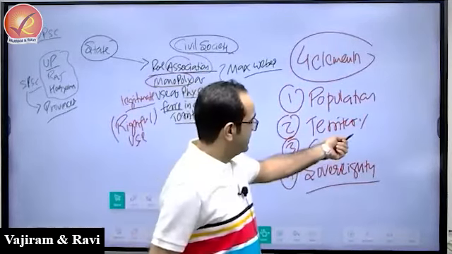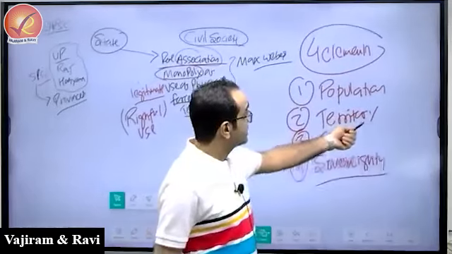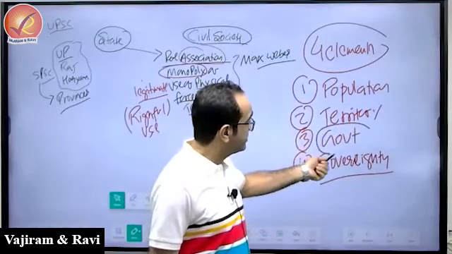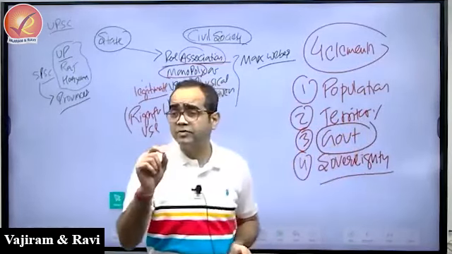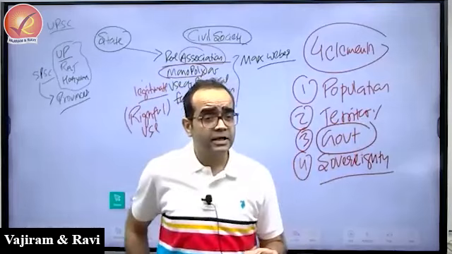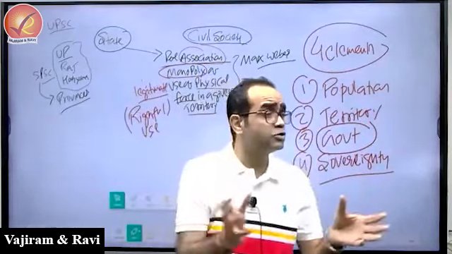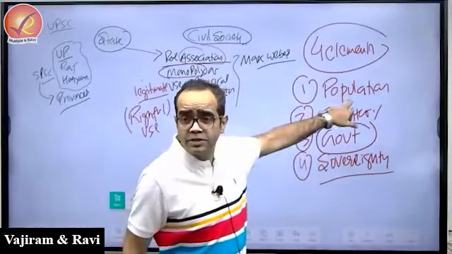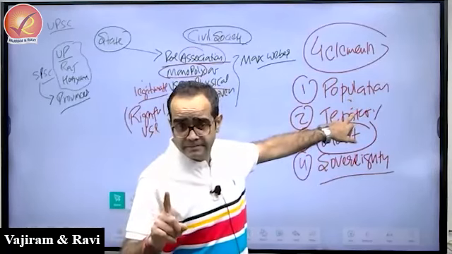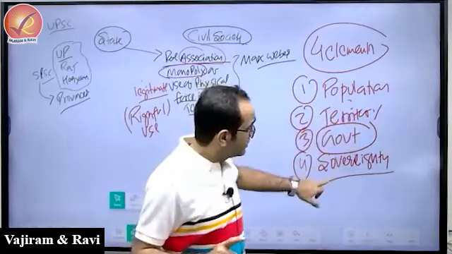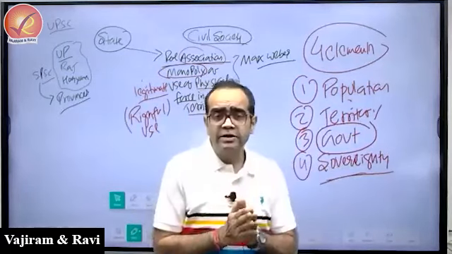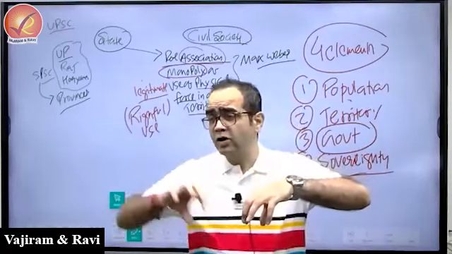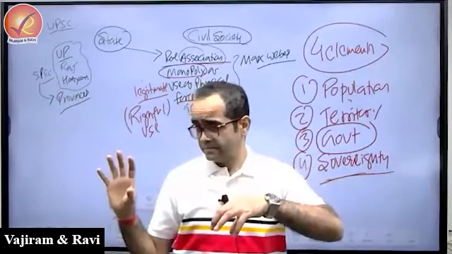This government is said to be the concrete form of the state. If the state is an abstract concept, government is the concrete form of the state. It is the government which exercises all the powers of the state, and these powers are exercised over a population within a territory. And sovereignty means being free to take any decision with respect to internal or external matters.